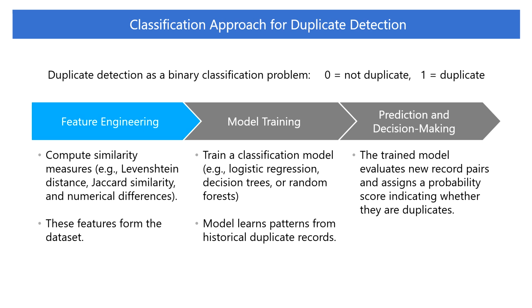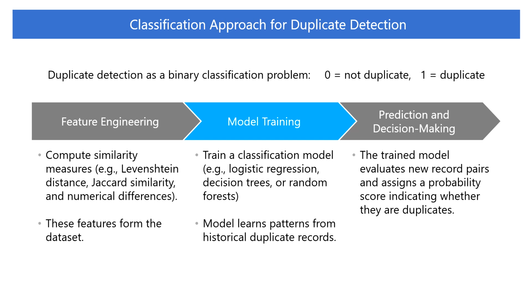Feature engineering. Various similarity measures are computed for relevant fields such as Levenshtein distance for names, Jaccard similarity for categorical values, and numerical differences for numerical fields. These features form the dataset for training the machine learning model.